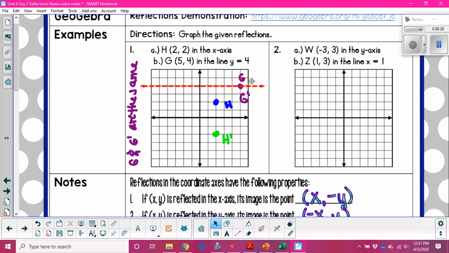Let's look at number 2. I want you to pause the video, take a moment, work number 2, and then you can look at your answer.